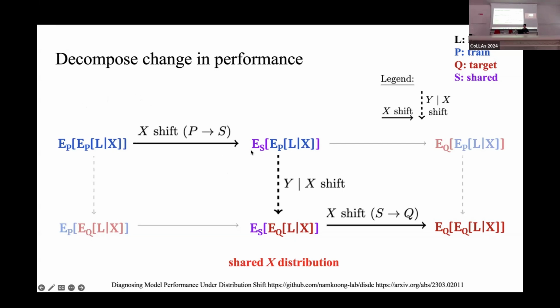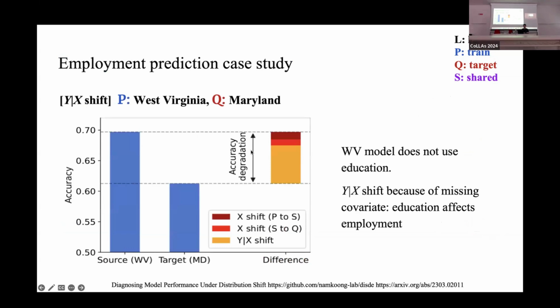And here we show some results. For example, if we train a model on West Virginia and test it on Maryland, it drops a lot, and using this attribution tool, we can attribute the drop to different sources. During training, we do not involve the education feature, which may affect the prediction mechanism. And also, you can see that our attribution method could attribute the Y-given-X shift.